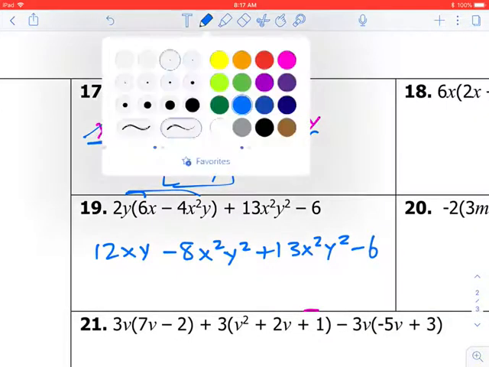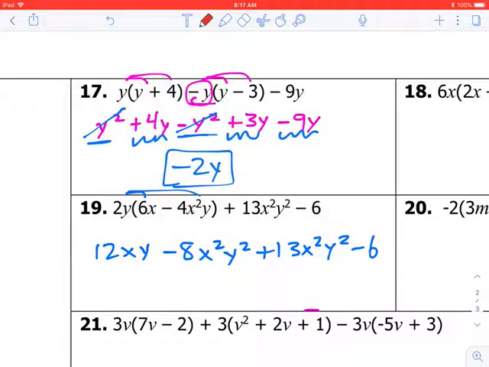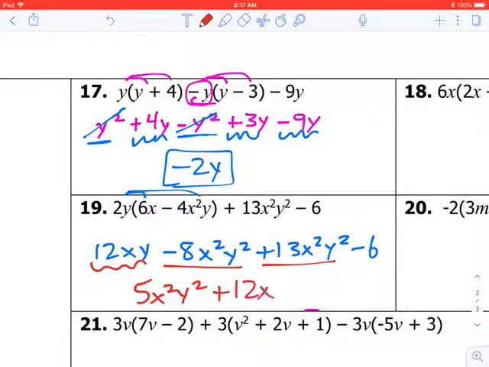So now let's look for like terms. Well, look for the biggest exponent first. We've got x squared y squared. Those are like terms. So negative 8 plus 13 is 5x squared y squared. This one doesn't have any like terms, so that just stays as 12xy. And then this one, same thing. Stays the same. And there we go.